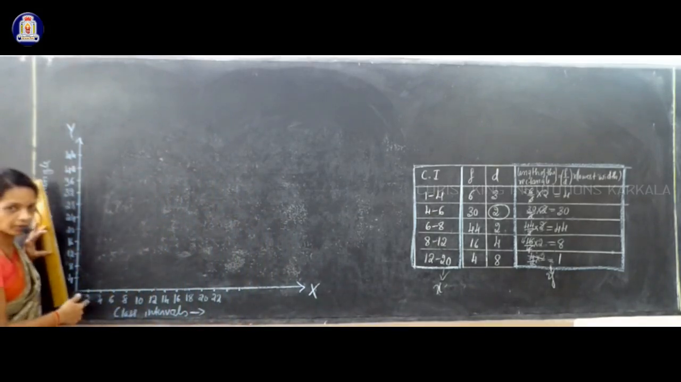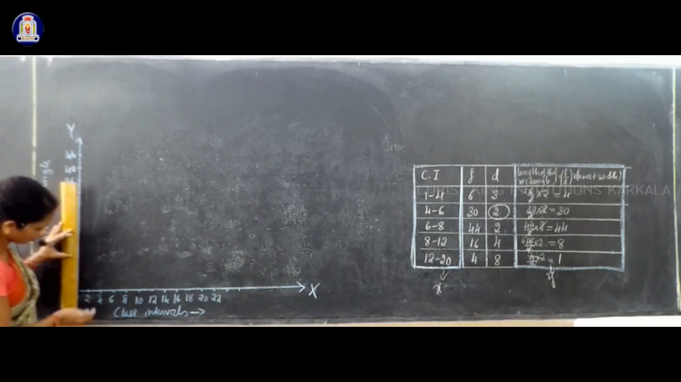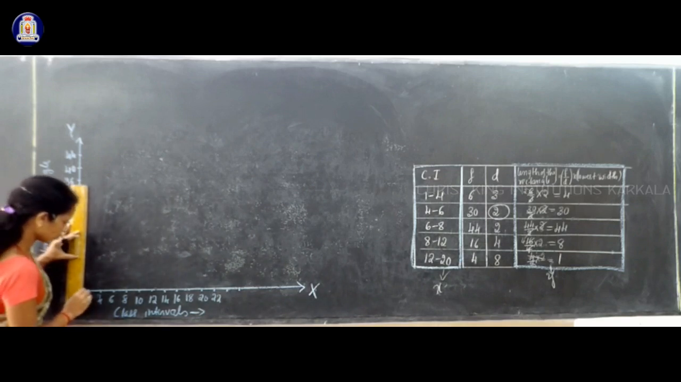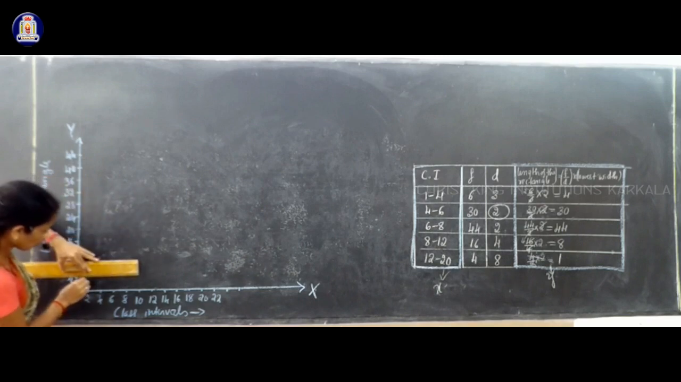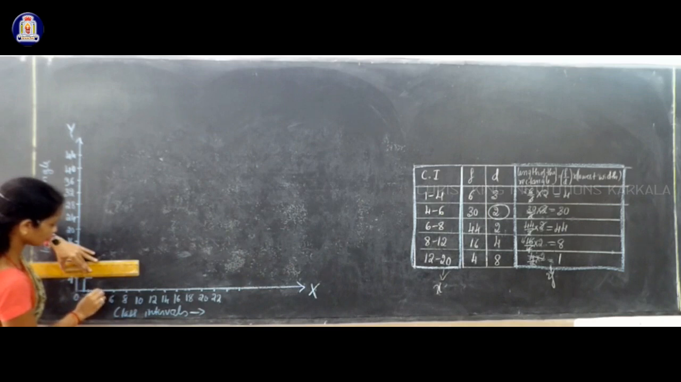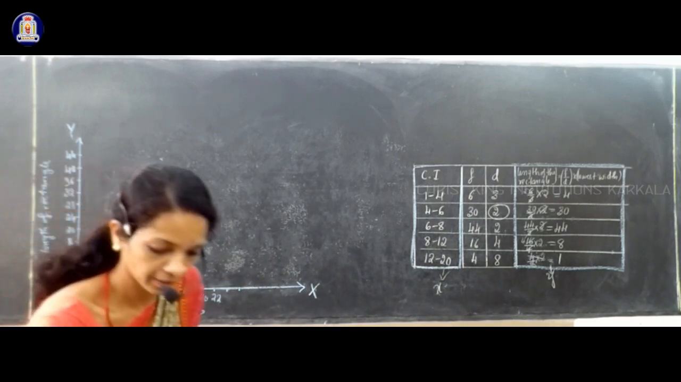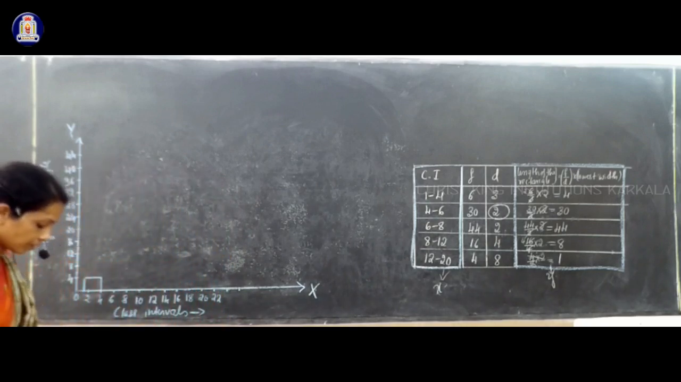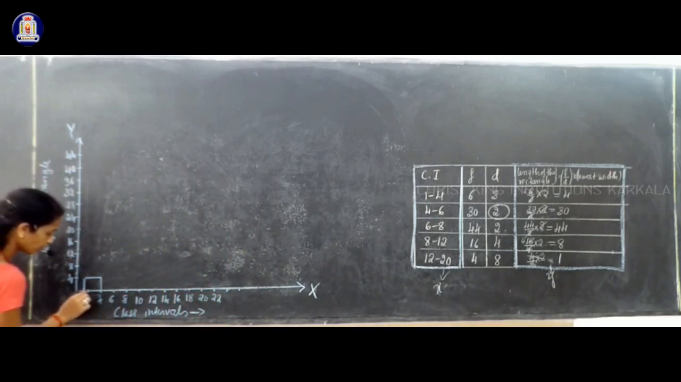Here you can't see 1. Where is 1? Exactly in between 0 and 2 you have 1, right? So from there you have to start and you have to draw a rectangular bar of height how much? That is 4. 1 to 4 means here, and here you mark that point as 1.